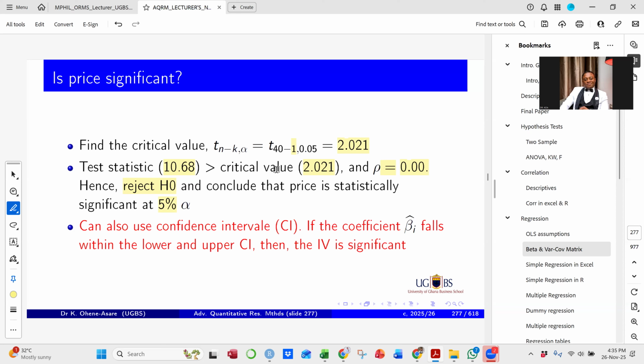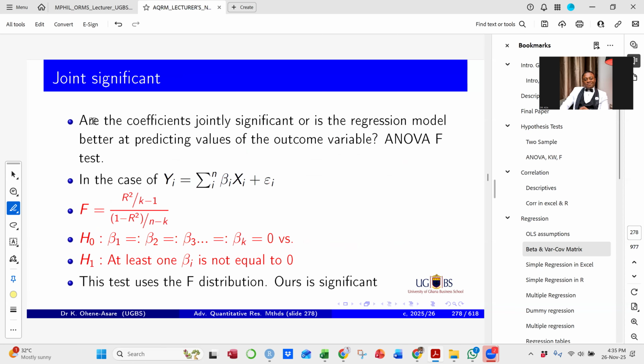For example, you can take all the independent variables, put them together, and tell whether all of them combined are significant. How do you do that? You use the F test. The question is usually, are the coefficients jointly significant? Or is the regression model better at predicting the values of the outcome variable? So you have to use the F statistic.